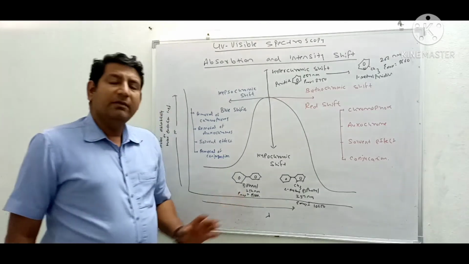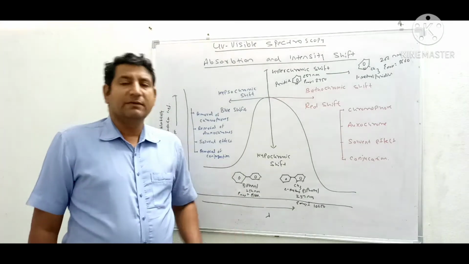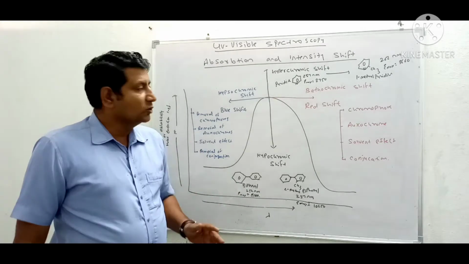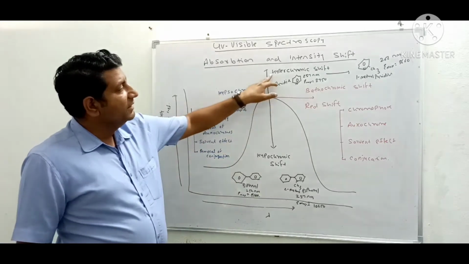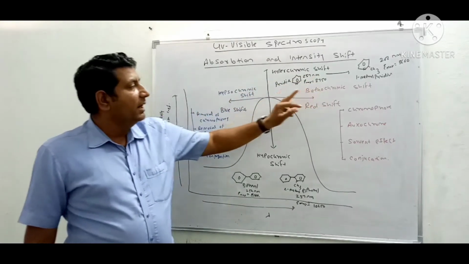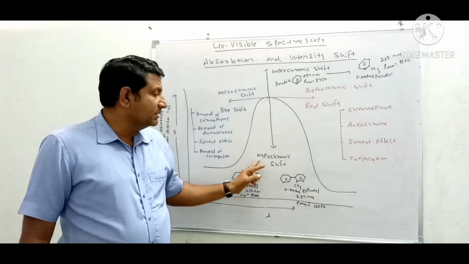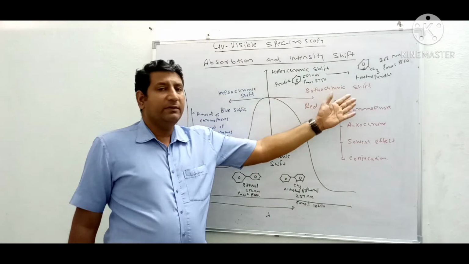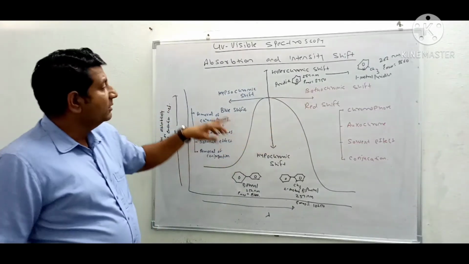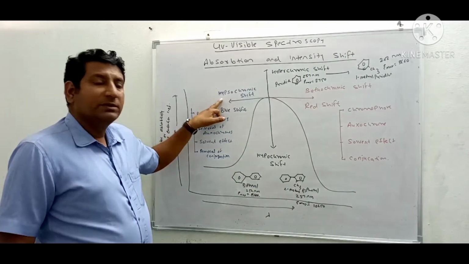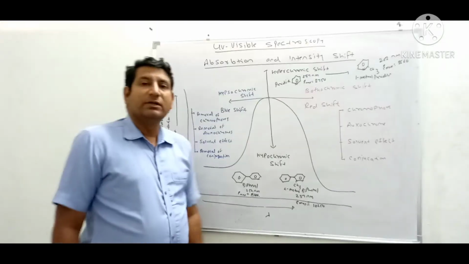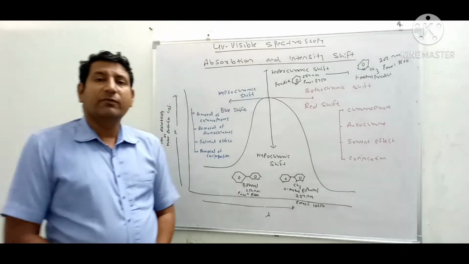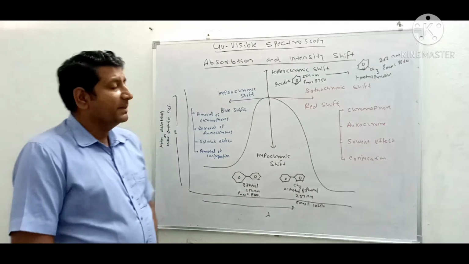Now we will find there are four types of chemical shifts in UV visible spectroscopy. One type of shift is known as hyperchromic shift, and another type is known as hypochromic shift. Third type is known as bathochromic shift, also known as red shift. Fourth type is known as hypsochromic shift, or blue shift. So basically there are four types of chemical shifts in UV visible spectroscopy.